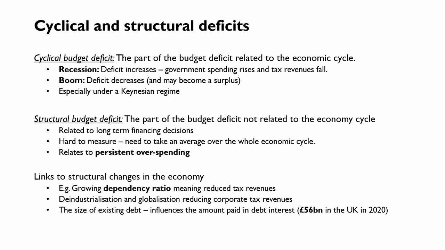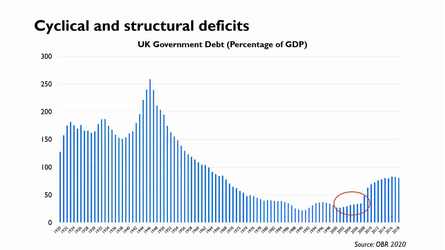Really key distinction between structural and cyclical budget deficits. We might be able to see it in the UK in the early 2000s. The UK was growing quite strongly, there was a boom period, and yet there was still growing debt and a budget deficit. And that might give us evidence of a structural deficit, persistent overspending. Ideally, we'd see the debt decreasing in a boom as the government runs a budget surplus. It's not what we saw.